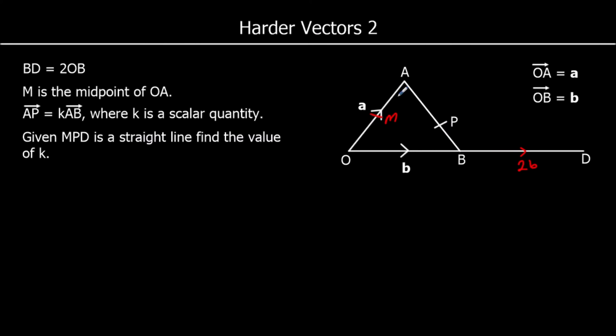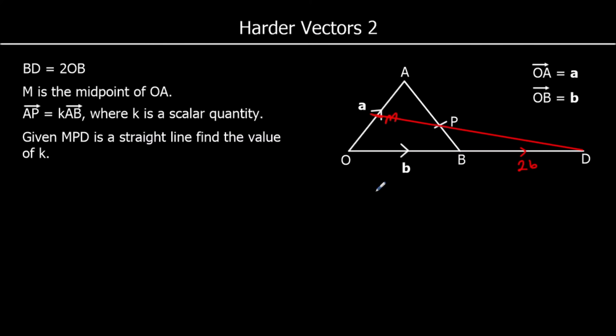A to P is K times A to B. So it's a fraction of the whole journey. So A to P is a fraction of A to B. Given MPD is a straight line, from M to P to D is a straight line, find the value of K. So find what fraction A to P is of A to B.